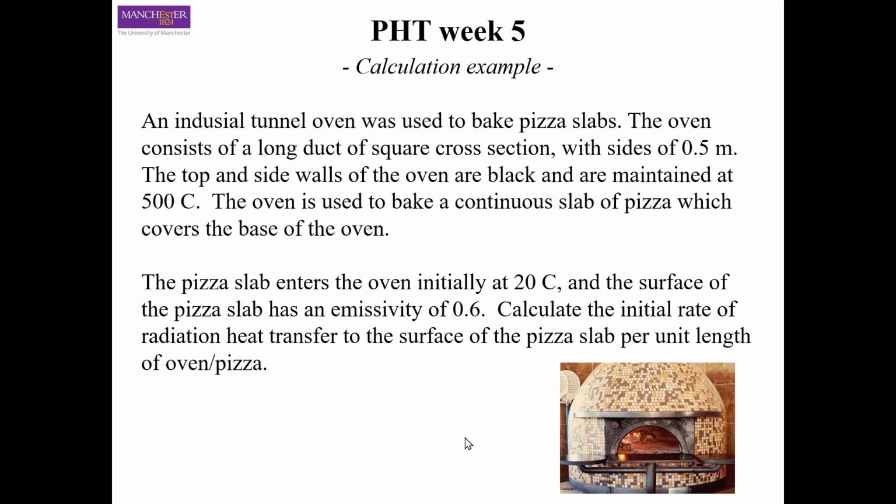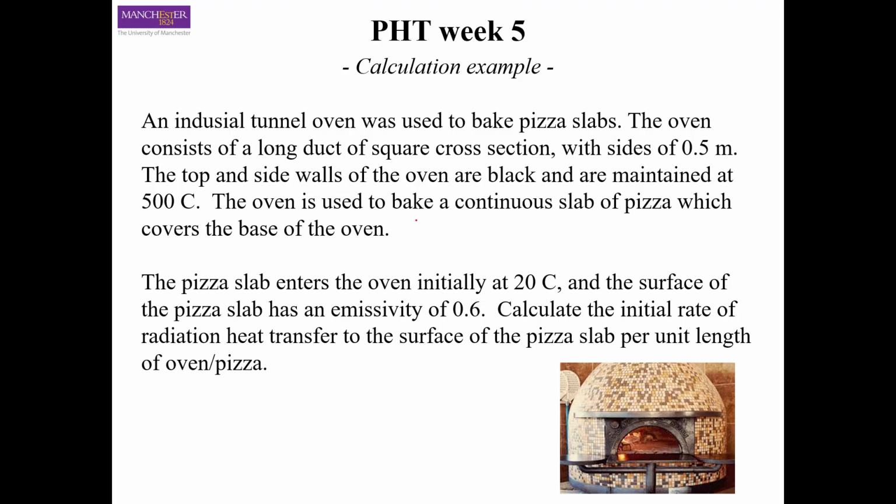Hello everyone. Let's have a look at another example related to the heat transfer between two bodies that are radiating heat. An industrial tunnel oven that is normally used to cook pizza, for example, is used here. We can see that the oven itself has a square cross section and it has sides of 0.5 meter. The top and the side wall of the oven are black and are maintained at 500 degrees centigrade.